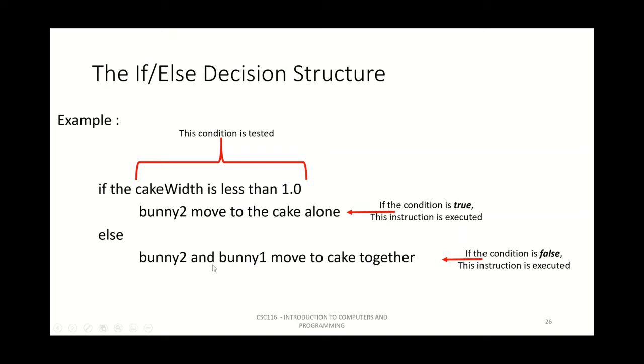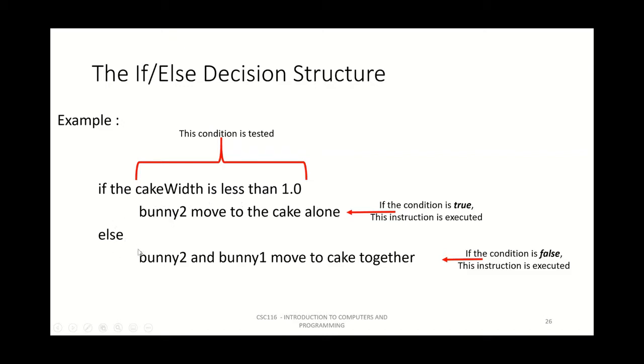When we have the condition, based on the condition we can make a decision. This is an example of the if-else decision structure. If the cake width is less than 1.0, this is the condition. We test this condition, and if it is true, this will be the action. When the condition is true, Bunny 2 will move to the cake alone.